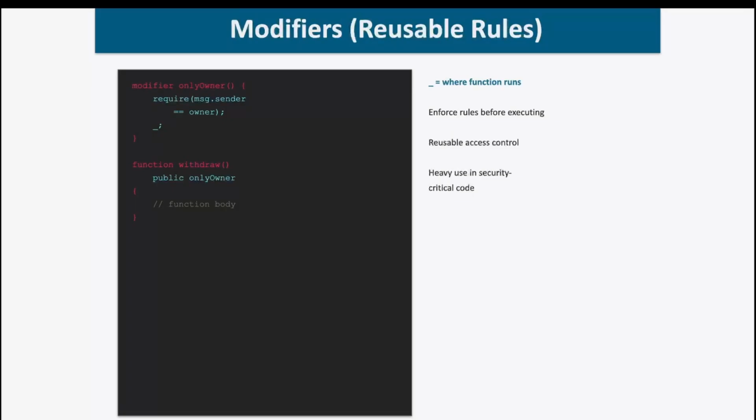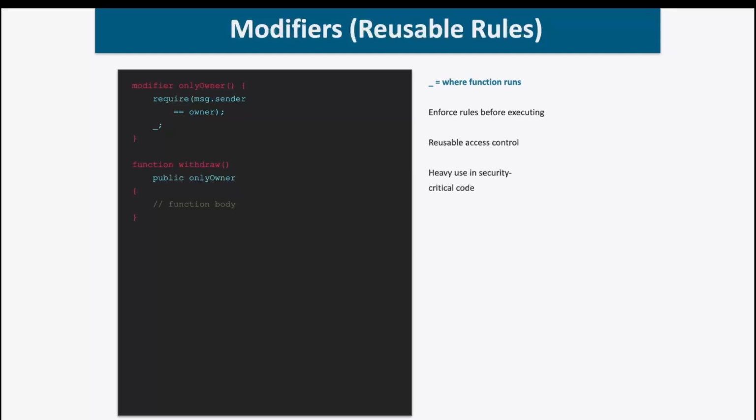Modifiers are a way to enforce reusable rules. A modifier is a snippet of code that runs before or instead of a function. For example, the onlyOwner modifier. This modifier declares that the function caller must be the owner of the contract. Here it checks if the message.sender is equal to the owner. If it's false, it reverts with an error message.